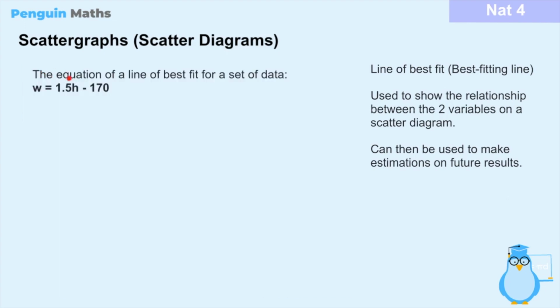So let's say that we've been told that the equation of a line of best fit for a set of data is w is equal to 1.5h minus 170, where w represents the weight and h represents the height of the student. And we might be asked to use this equation to estimate the weight of a pupil. In this case, the pupil's name is Sam, who is 150 centimeters tall.